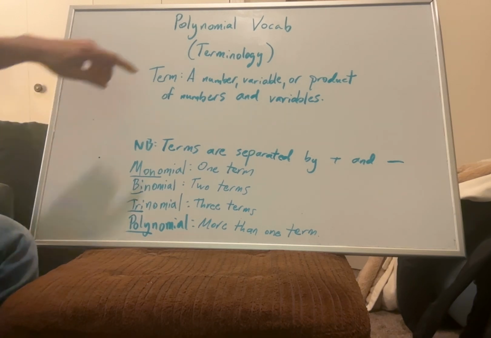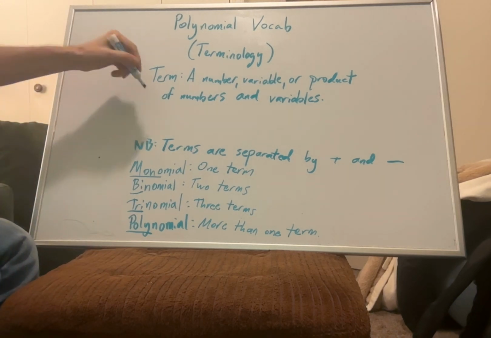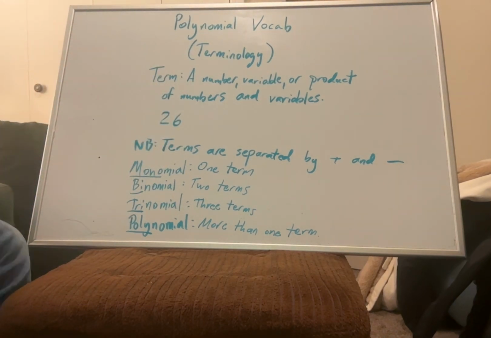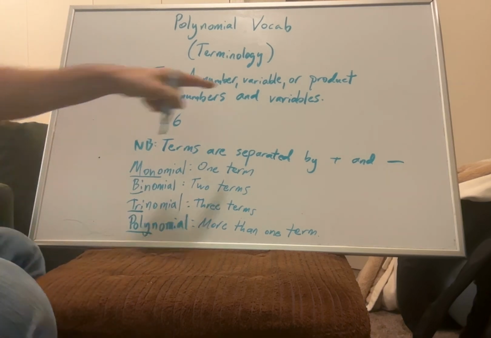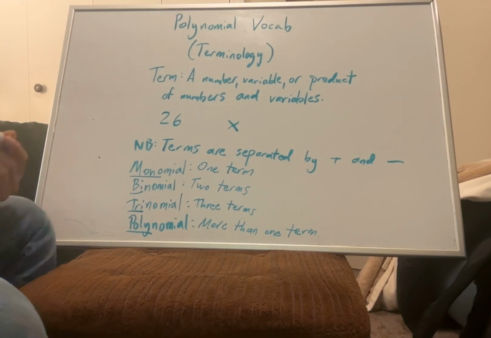So I've jokingly put terminology here, right? Because it's a word for vocab, but also because the first word I want to talk about is: what is a term when we're talking in mathematics? Well, a term, as we've written here, is either a number, a variable, or the product of numbers and variables. So let's go through examples of all of those. A number, well, we could have just the number 26. That would be a term. Another term is just a variable. We could just say the letter x is a term.